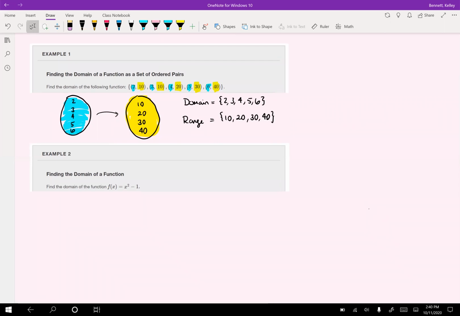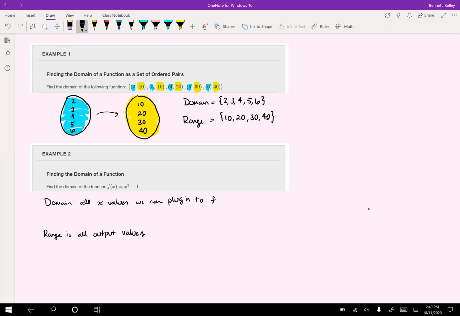We're going to shift focus to finding the domain of a function. So here, instead of getting a list of ordered pairs, we have the relationship f of x equals x squared minus 1. So the domain is all the x values that we can plug into f. And then the range is all of the output values.